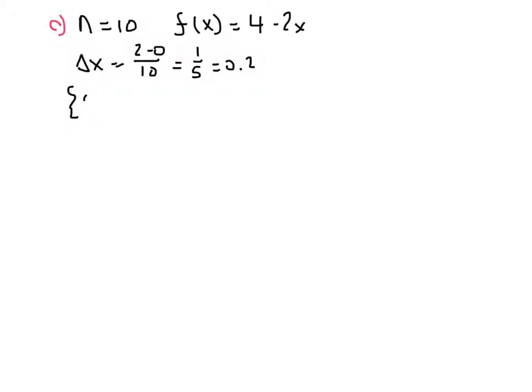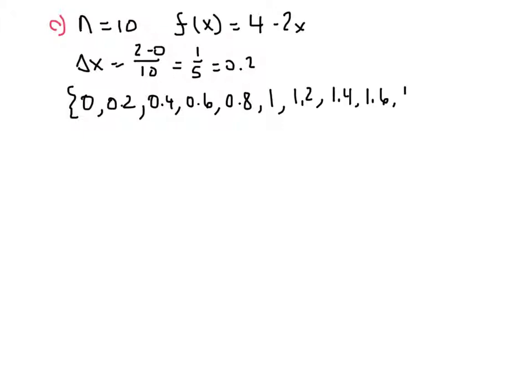The first one will go from 0 to 0.2. The next one goes from 0.2 to 0.4. The next one goes from 0.4 to 0.6. The next one goes from 0.6 to 0.8. Next one goes from 0.8 to 1. Then 1 to 1.2. 1.2 to 1.4. 1.4 to 1.6. 1.6, oops, I get ahead of myself there.